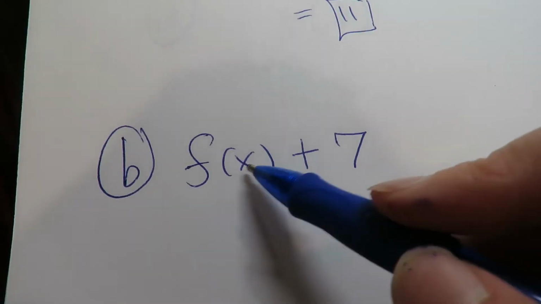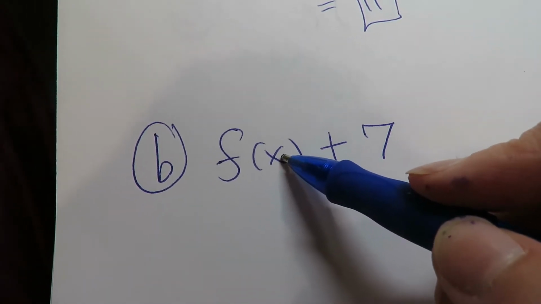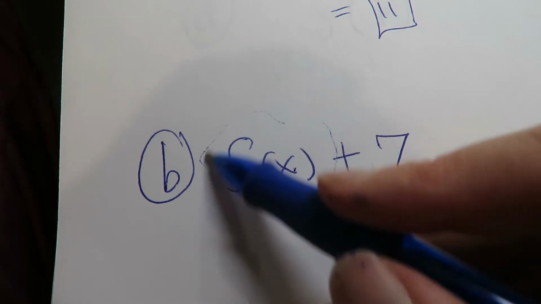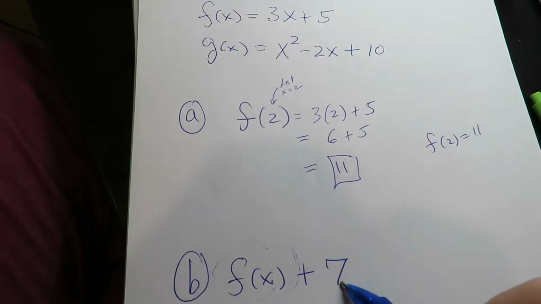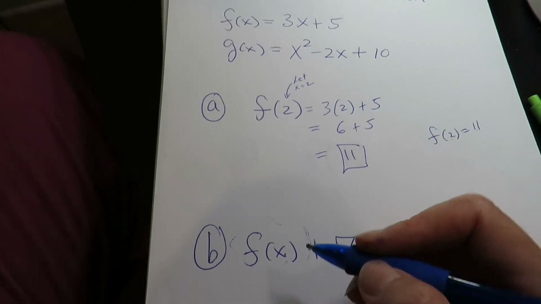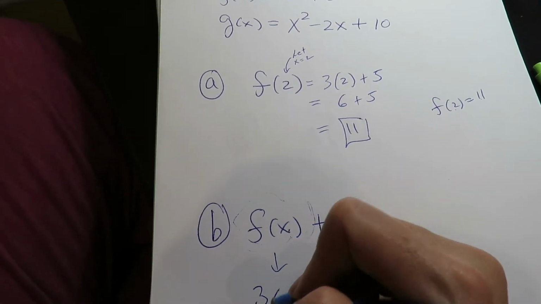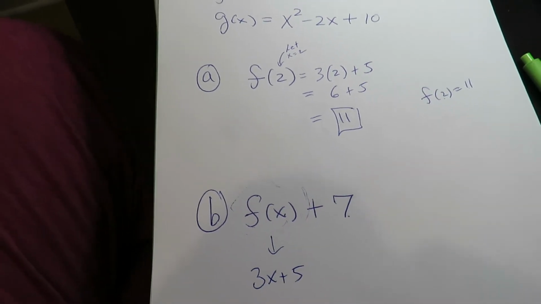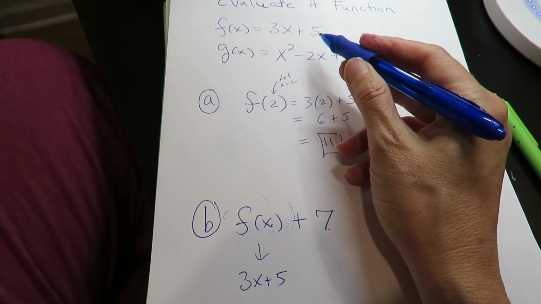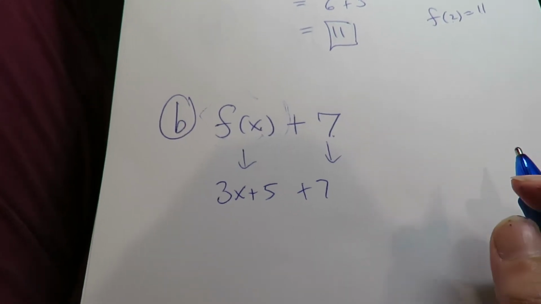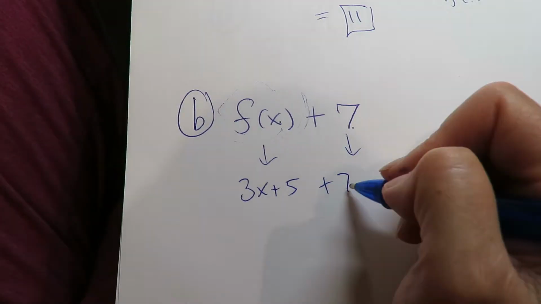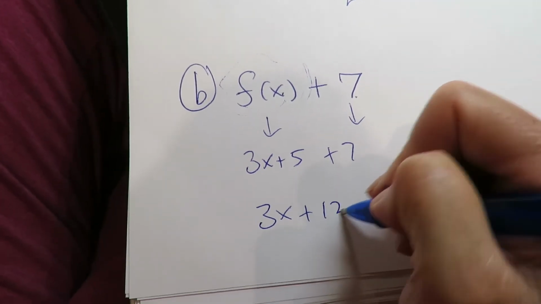Now, if you notice here, they're not substituting a value for x. They're saying take the whole f function and add 7 to it. So if we look, the whole f function is 3x plus 5. That's what the f function is, 3x plus 5. And then I'm going to add 7 to it. So I'm going to get 3x plus 12.